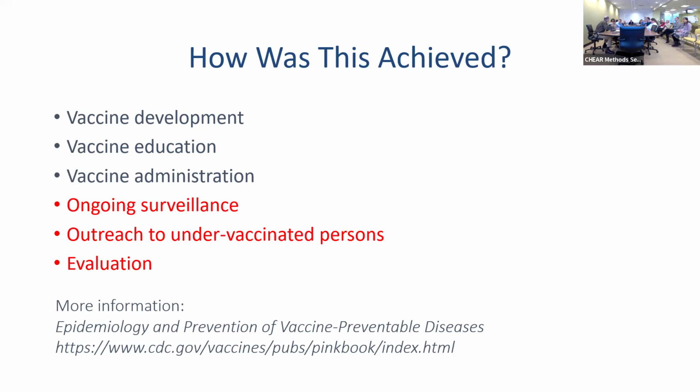There are 10,000 babies born every day in the United States, so the cohort keeps on going. It requires ongoing surveillance. It requires outreach to those who are not properly vaccinated, either under-vaccinated or unvaccinated. And then we do evaluation just to keep on making sure that we can be as effective as possible. I highlighted these latter three because this is where we're going to spend a lot of our time today.